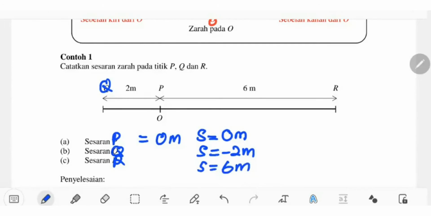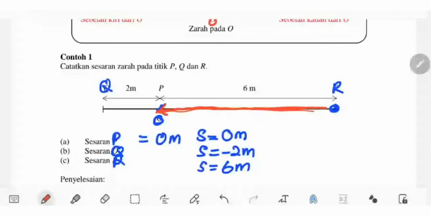Ingat lagi sekali, a displacement is the distance from a fixed point, measured in a particular direction. So this is a fixed point. Maknanya sekarang bila saya tanya displacement of R kat sini, you kena tahu dari here to here. Distance dia berapa meter? 6 meter. Okay, since it is on the right, so positive.